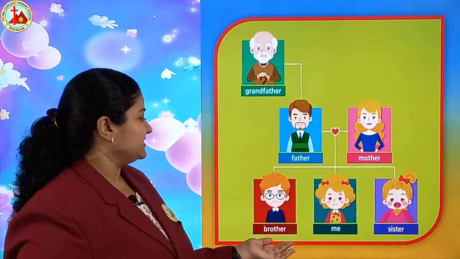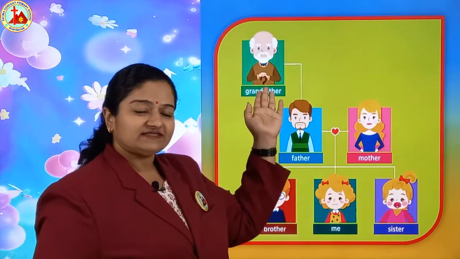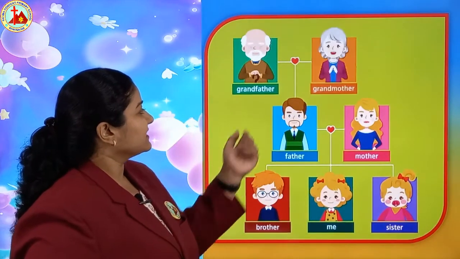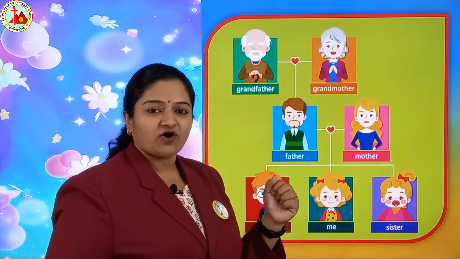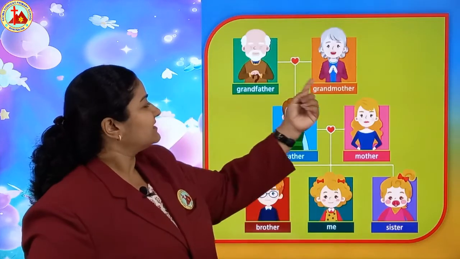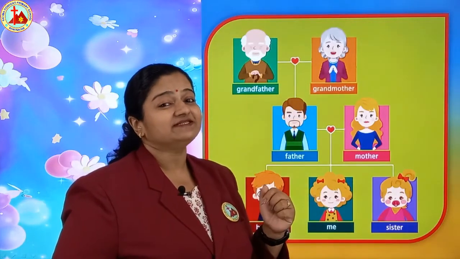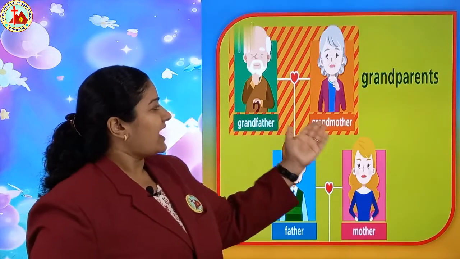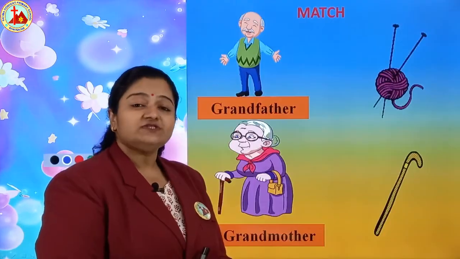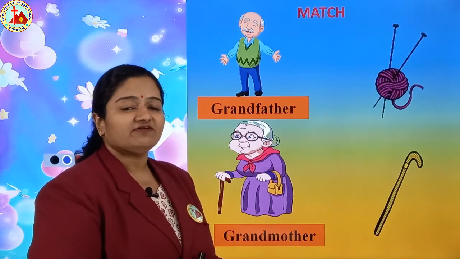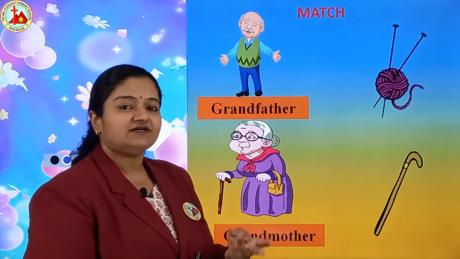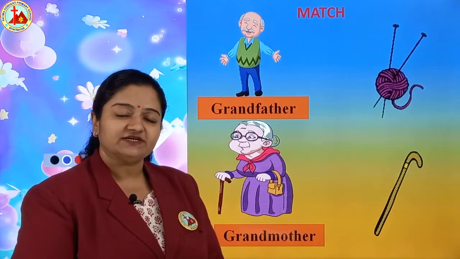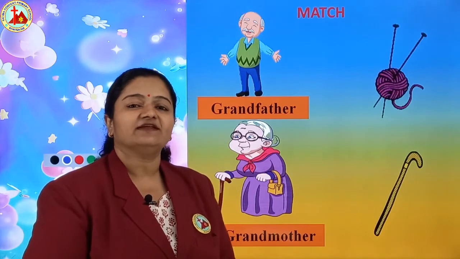Yes. Next one is grandfather. Father's father is called grandfather. Yes. Next one is grandmother. Father's mother is called grandmother. Grandfather and grandmother are called grandparents. Yes. See, they both are our grandparents. So children, now you know what is the family. In the family, father, mother, brother, sister, uncle, aunt, these all are our family members. Help each other in the family. We have to love each other in family.